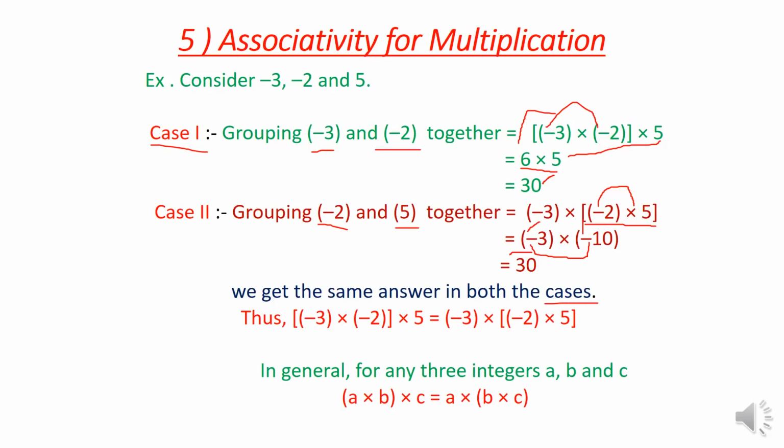Thus, we can write that minus 3 multiplied by minus 2, multiplied by 5, is equal to minus 3 multiplied by minus 2 multiplied by 5, that is, if you make a group of minus 3 and minus 2, or a group of minus 2 and 5, in both the cases the product will remain the same. In general, we can write this property like this: a multiplied by b in the bracket multiplied by c is equal to a multiplied by, in the bracket, b multiplied by c.